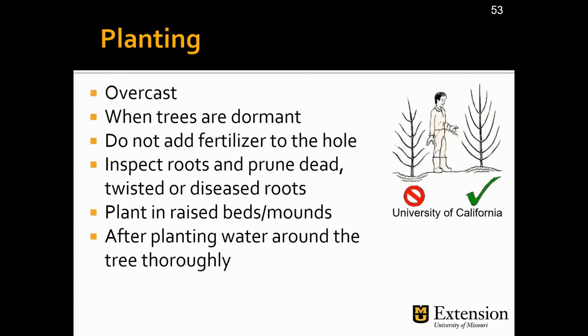So when you're about to plant whatever planting material you get, you want to make sure that the day is overcast. You don't want a sunny day because you want to make sure that the plant doesn't suffer a lot of stress. The planting process is stressful in itself for the plant. So you want to make sure that it's not a hot sunny day when you're doing it. So you want weather that's overcast.